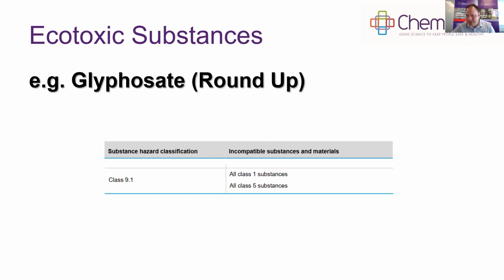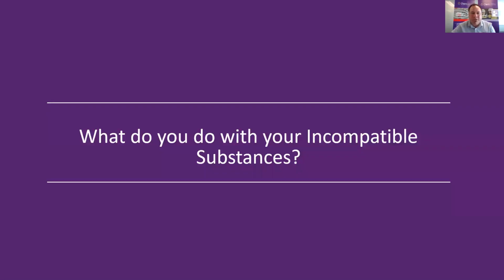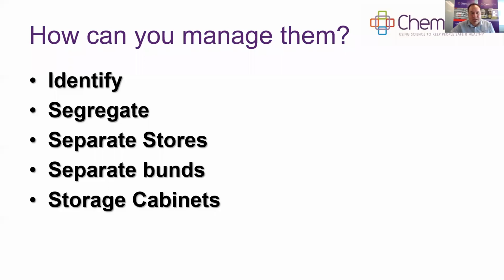All right, so moving along. So what do you do with your incompatible substances? It could be the fact that you're an oxyacetylene welder. So yes, indeed, you're using them together to do the work that is required to cut through the metal and weld the metal parts. So let's just check it out.